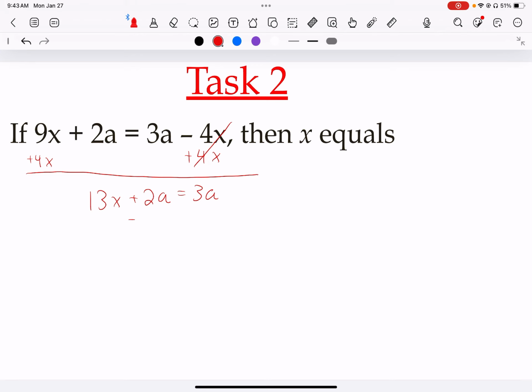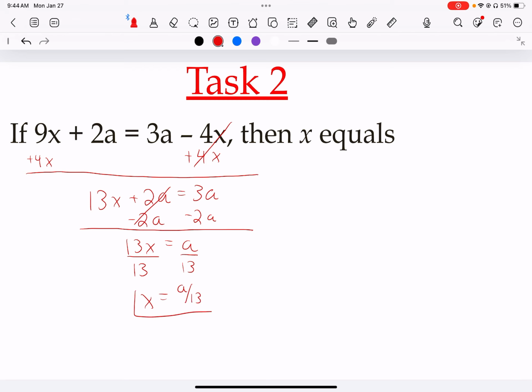Now I'm going to move this 2a away from my x by subtracting 2a on each side. 13x just comes down. 2a minus 2a is 0. And then equals 3a minus 2a is just a. Now to get rid of the 13, I'm going to divide both sides by 13. And I'm left with x equals a over 13.